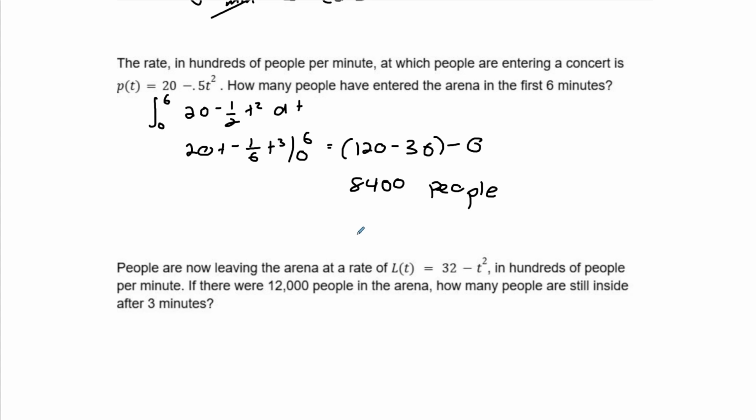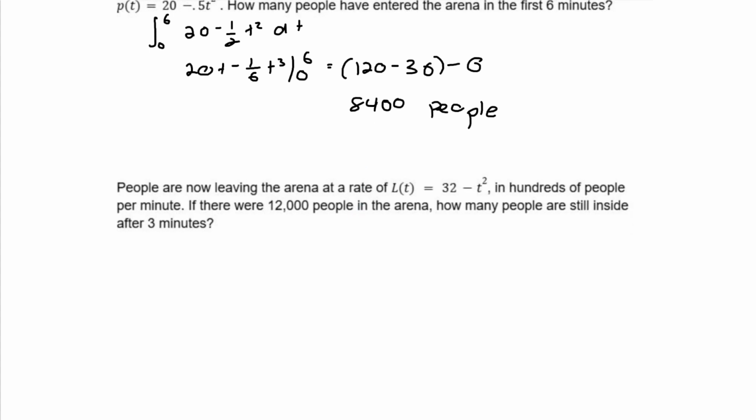Now we're told people are leaving the arena at a rate of L of t equals 32 minus t squared in hundreds of people per minute. And then we're asked, if there were 12,000 people in the arena, how many people are still inside after 3 minutes? So in this question, again, all we have to do is take the integral. It's going to be 0 to 3 of 32 minus t squared dt. Because if you integrate the people per minute, you're just going to get people. So this would give us 32t minus 1/3 t cubed, evaluated from 0 to 3.